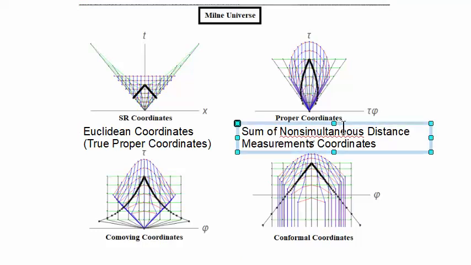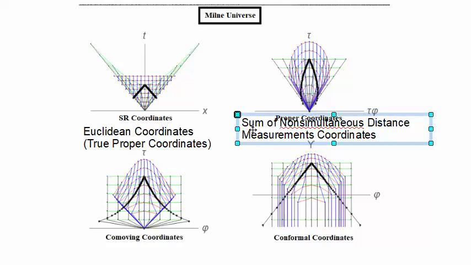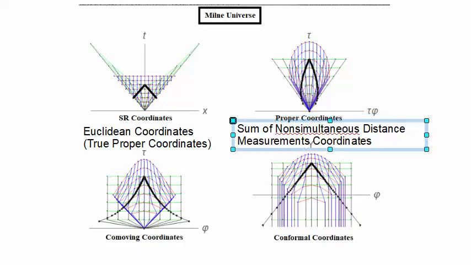Here, though, this thing that is called the proper coordinates traditionally is actually a sum of non-simultaneous distance measurements. Basically, you're looking at a whole bunch of rulers at different times, different Euclidean times, and what we're going to do is measure as though, well, you know what?